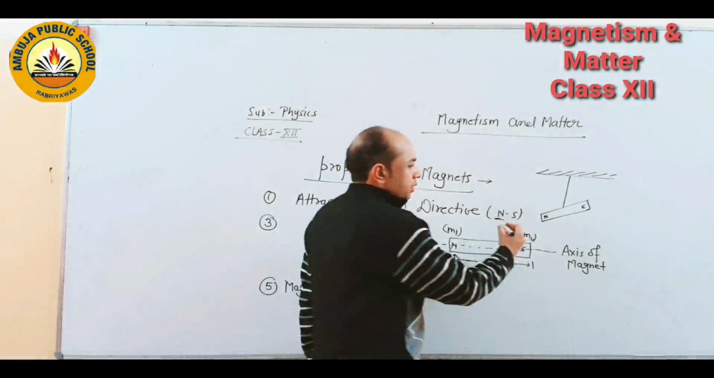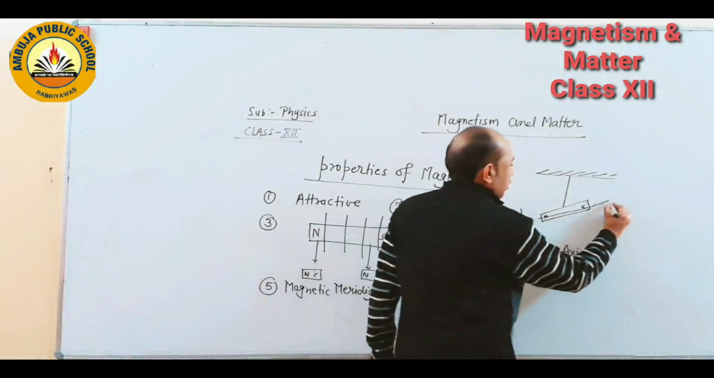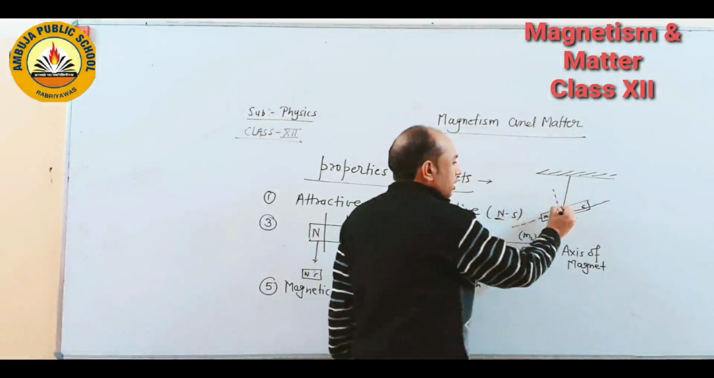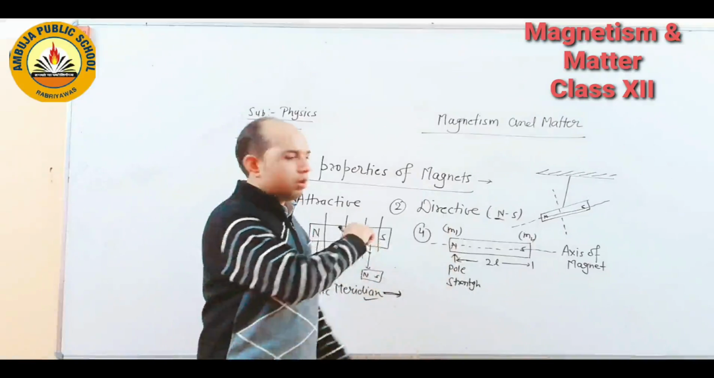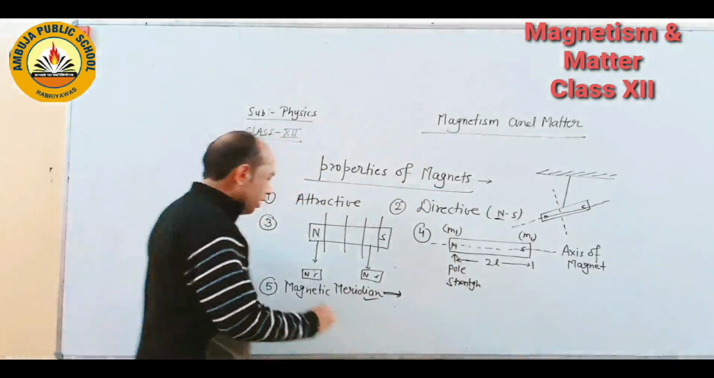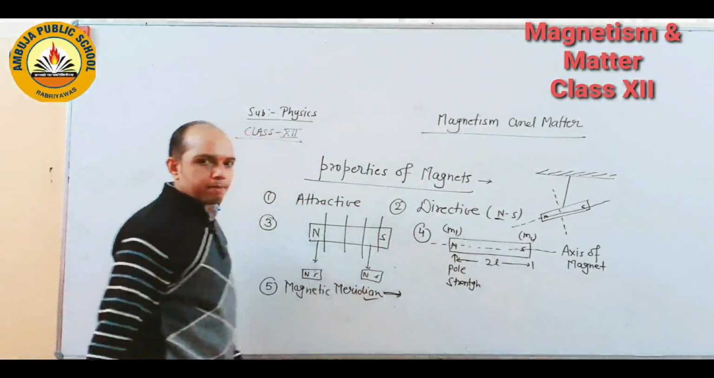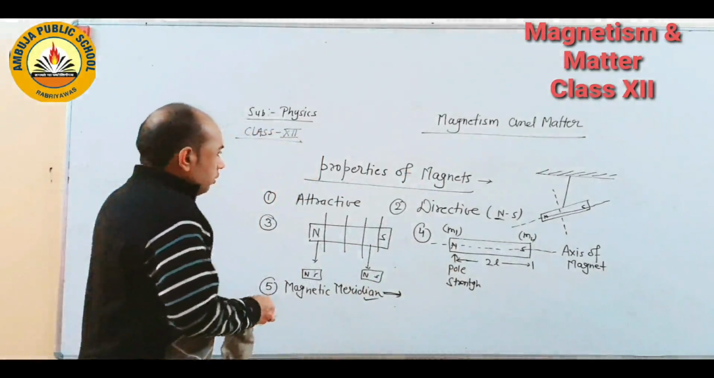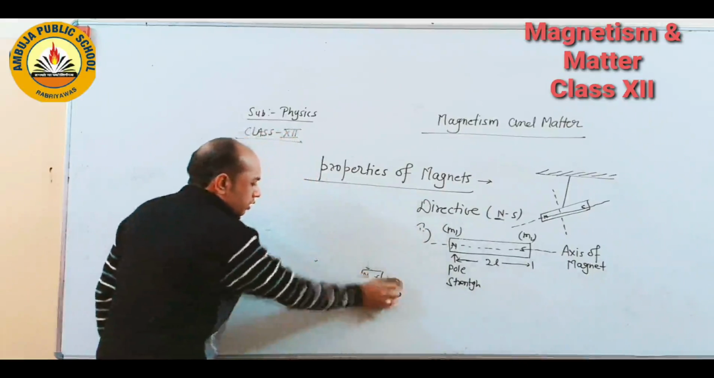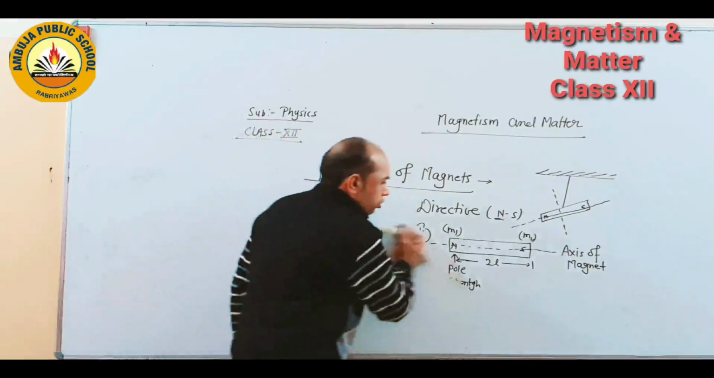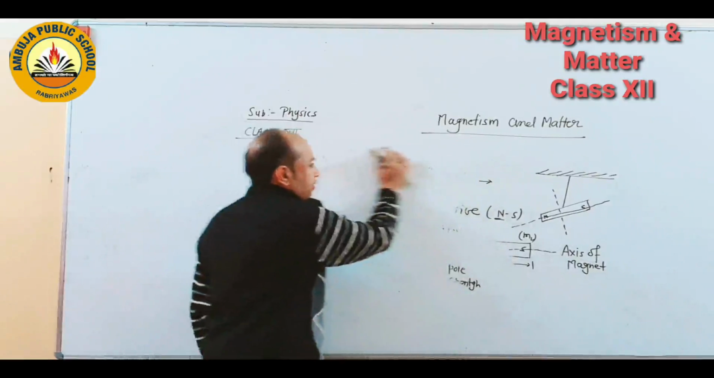So we have two planes. The first one is horizontal and the second one is vertical. The vertical plane passes through the freely suspended magnet. This is known as the magnetic meridian. So these are the key properties of a magnet which are used in this chapter to study magnetism behavior.